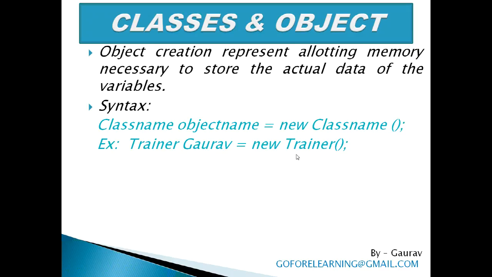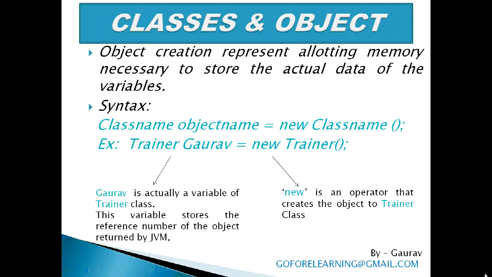Here, Trainer is a class name, Gaurav is an object name. This new is an operator that creates the object of the Trainer class. Hence, the right hand side part of the statement is responsible for creating the object. And on the left hand side, Gaurav is actually a variable of the Trainer class. This variable stores the reference number of the object returned by the JVM after creating the object. So we can say that Gaurav is a variable of Trainer class type and is also called a reference variable.